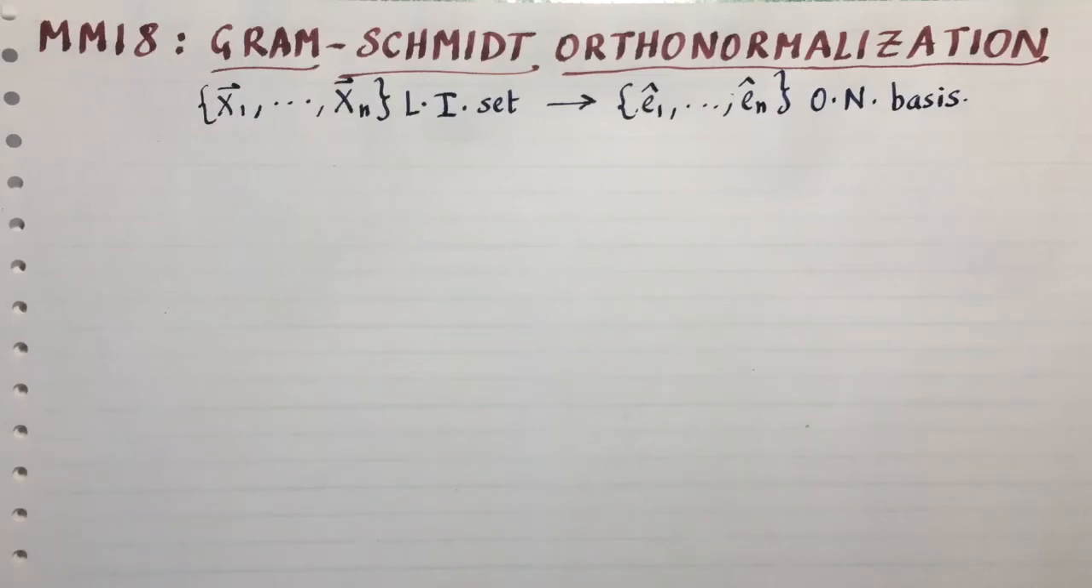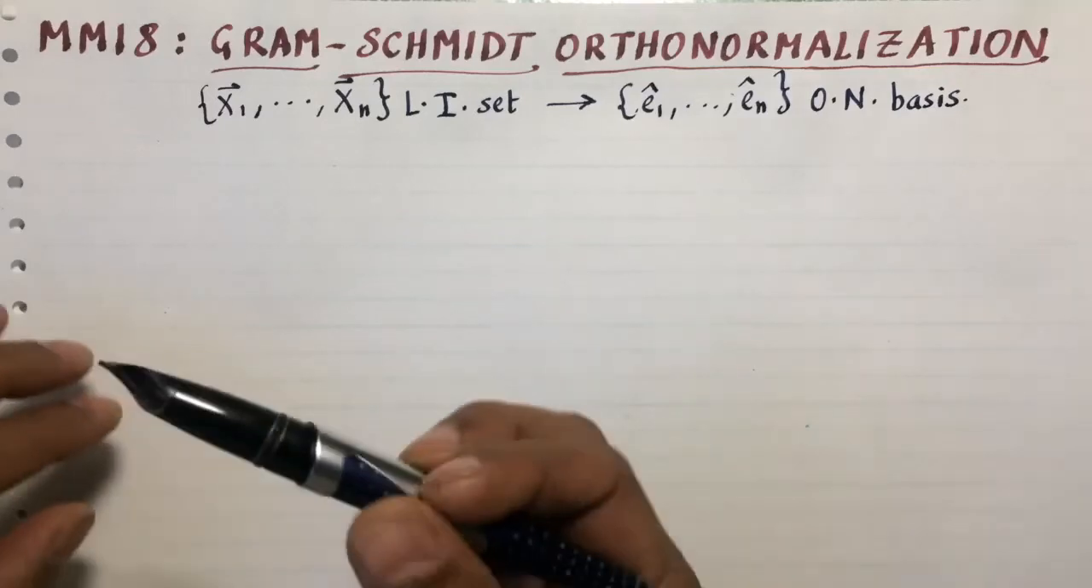I would like to discuss a procedure called the Gram-Schmidt orthonormalization procedure. So suppose you're given a set of n vectors which are linearly independent. Let's recall what that means.